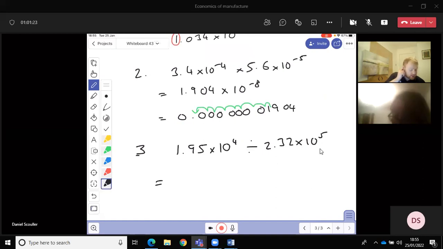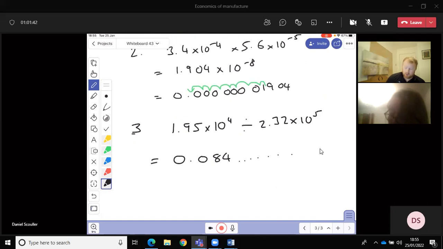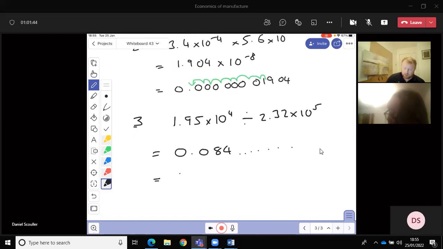If that gives you a decimal, try and change it using that SD button. It should give you the answer 0.84, oh sorry, 0.084, continues on. Okay, it might also give you it as 8.4 times 10 to the negative 2. And that's the same. We've just moved that decimal 2 places to the right.